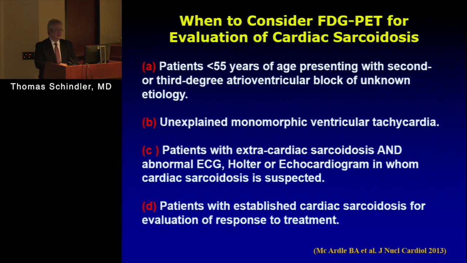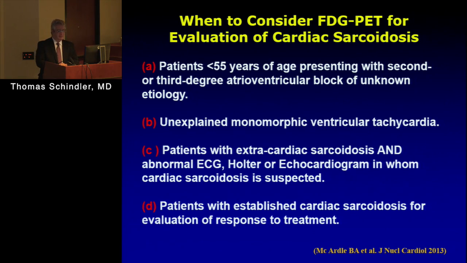So when to consider FDG PET for evaluation of cardiac sarcoidosis: patients aged less than 55 years presenting with AV block. I mean, at that age, probably it's not a degenerative disease of the AV conduction system. Maybe it's Lyme disease. But when you have a high prevalence of African American population like we have in Baltimore, then it's always suspicious for sarcoidosis.